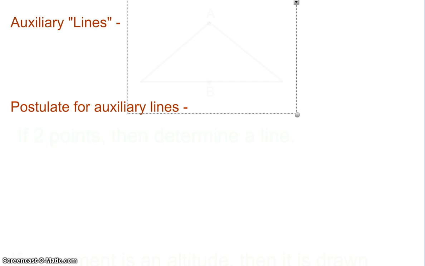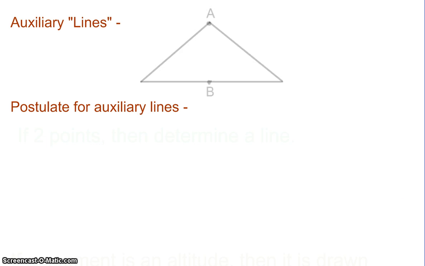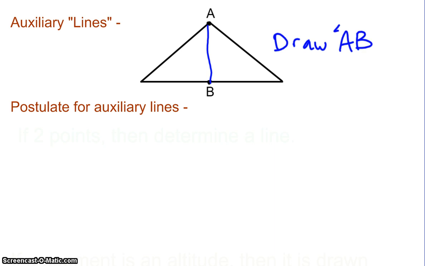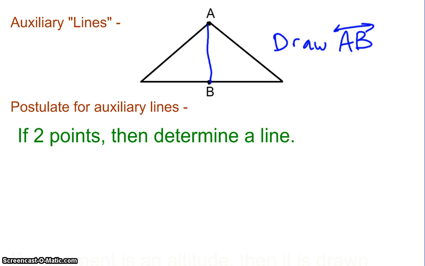Something else that we'll be adding within our proofs is talking about auxiliary lines. For auxiliary lines, it is talking about adding in a segment. So if we had a particular diagram like this, we could draw in segment AB. Draw a line AB, we're going to use the segment. And what allows us to draw a line? If we were to have 2 points, then it would determine the line. The definition of the line means that we need 2 points. So we will be using this if we need to ever add a segment within our diagram to complete the proof.